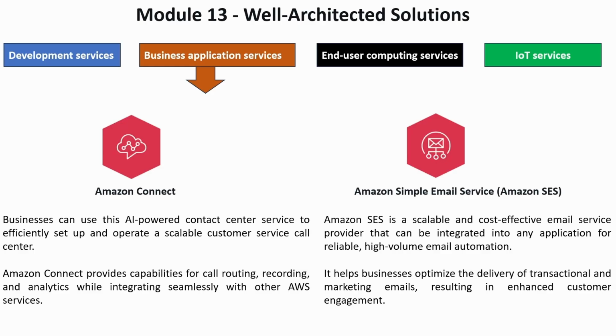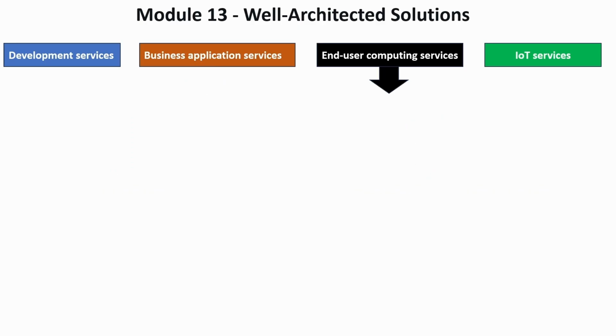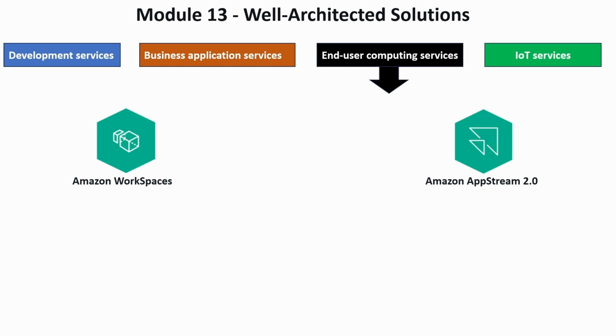Now let's talk about end user computing services, which is our third category. In this world of remote work, we have Amazon WorkSpaces and AppStream 2.0. WorkSpaces is the desktop in the cloud. Your employee can log in from a 10-year-old computer and still have a high performance Windows or Linux desktop ready to use.